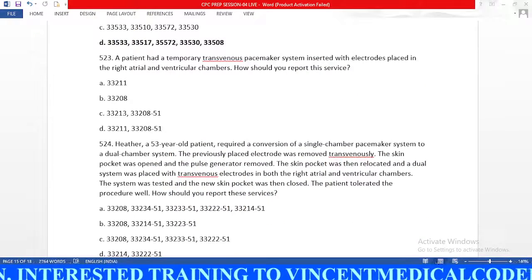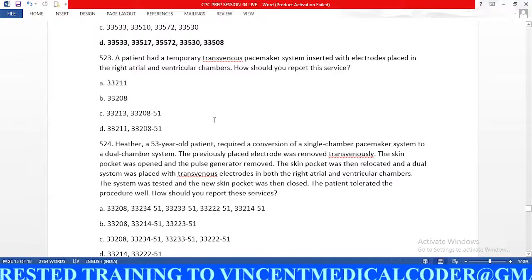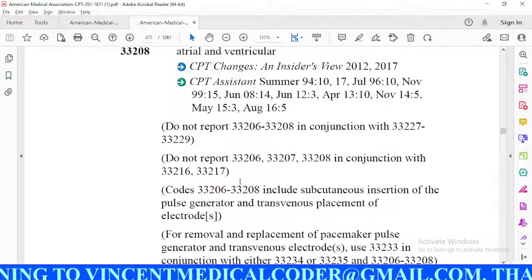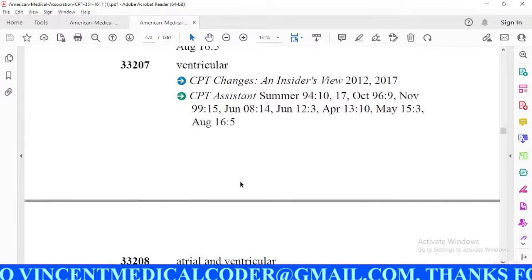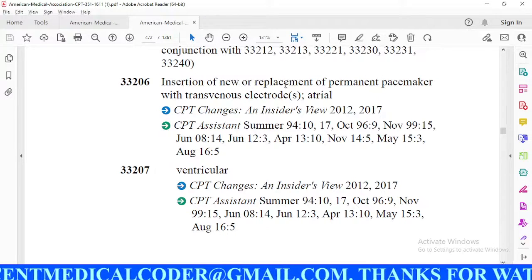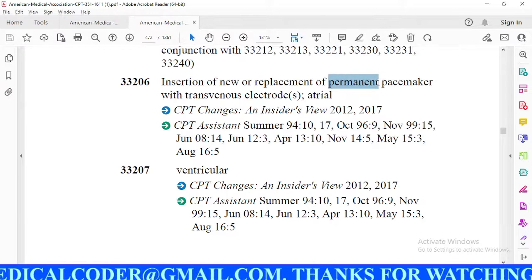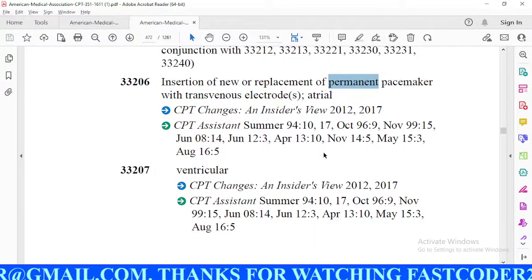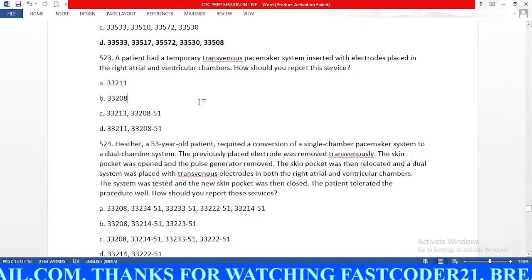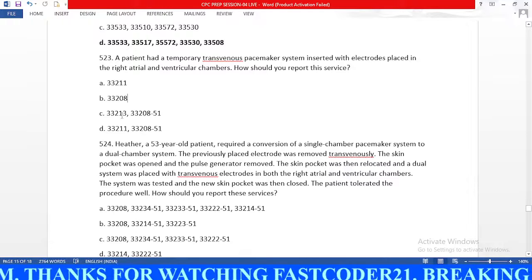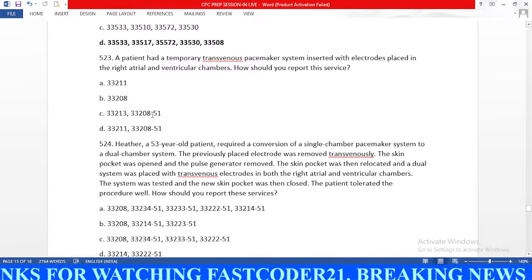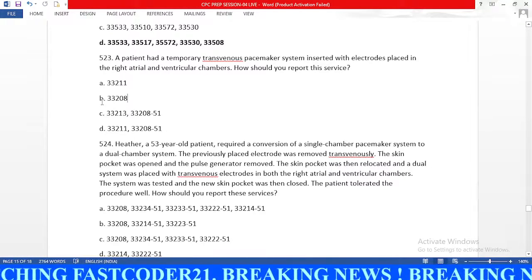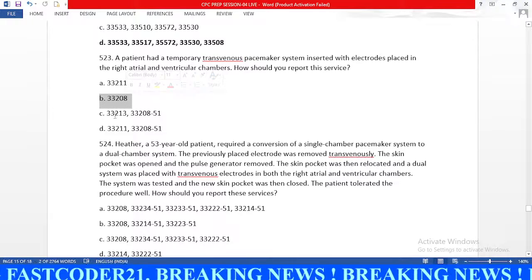So we can check the remaining. First we will check 33208. So 33208 is insertion of new or replacement permanent pacemaker. But as per our question, the physician has performed a temporary pacemaker. So directly we can skip 33208. Next one is 33213. As the physician has performed a temporary pacemaker, you can skip all these three, B, C and D.